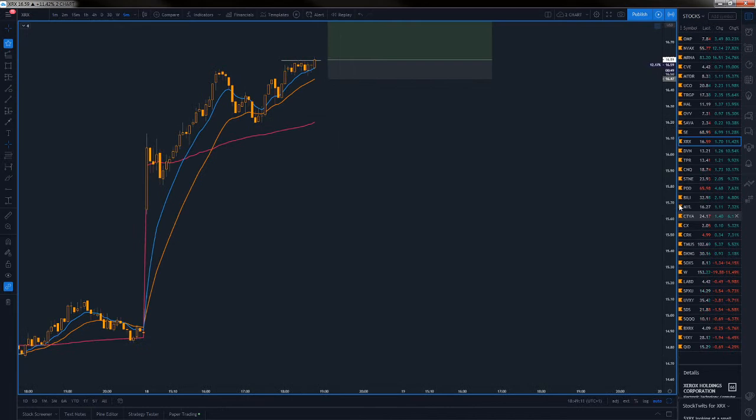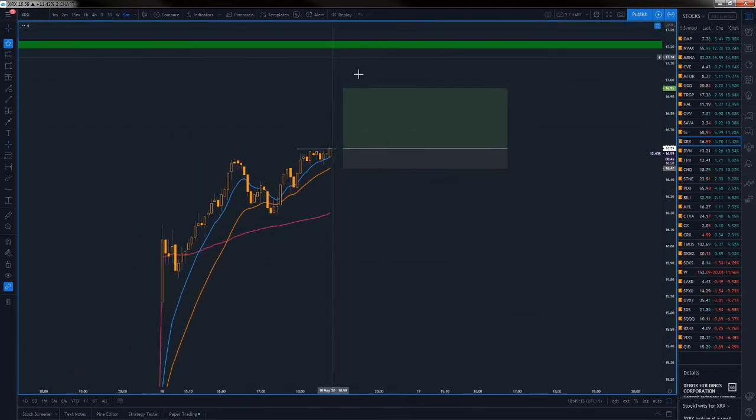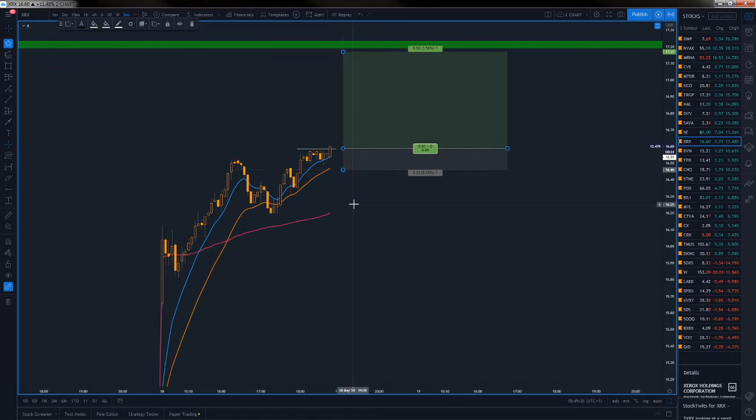You know, don't try and get too greedy with this. And then you can see there's no overhead resistance, so it has got a good chance of running. And you'll see that the targets, I'll just put the target here, but I'll actually scale out and trail my stops. So we'll come back to that in, what, we've got 30 seconds. So we'll just wait with this one for a second.